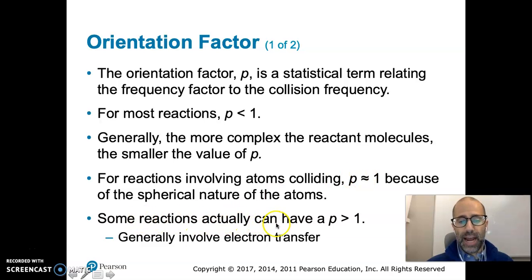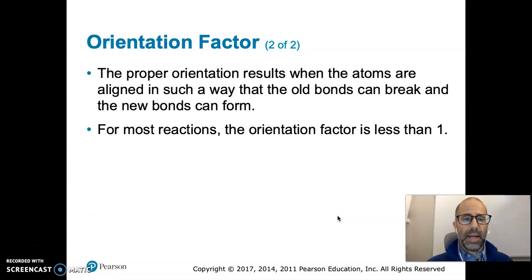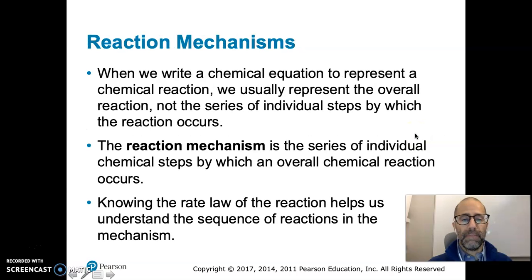Some reactions can actually have a p greater than 1. This generally involves electron transfer. So here p is greater than 1. And again, for the orientation factor, the proper orientation results when the atoms are aligned in such a way that old bonds are broken and new bonds are formed. And so for most reactions, the orientation factor is going to be less than 1.